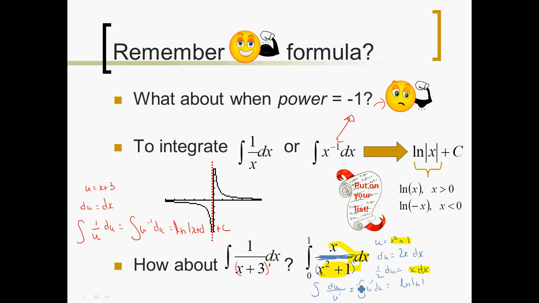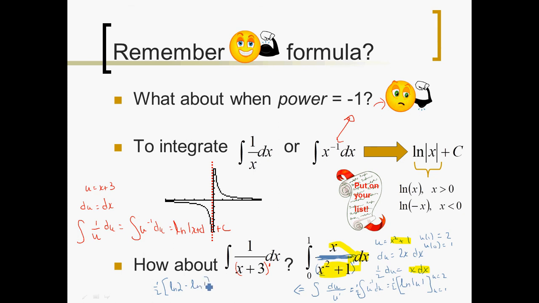Whoops, I forgot my 1/2, didn't I? So I have my 1/2, and then these again need to be u numbers, so u of 1 is 2, and u of 0 is 1. And I'm going to go over here. So 1/2 ln of the absolute value of 2, which of course is just 2, minus ln of the absolute value of 1, which is just 1.